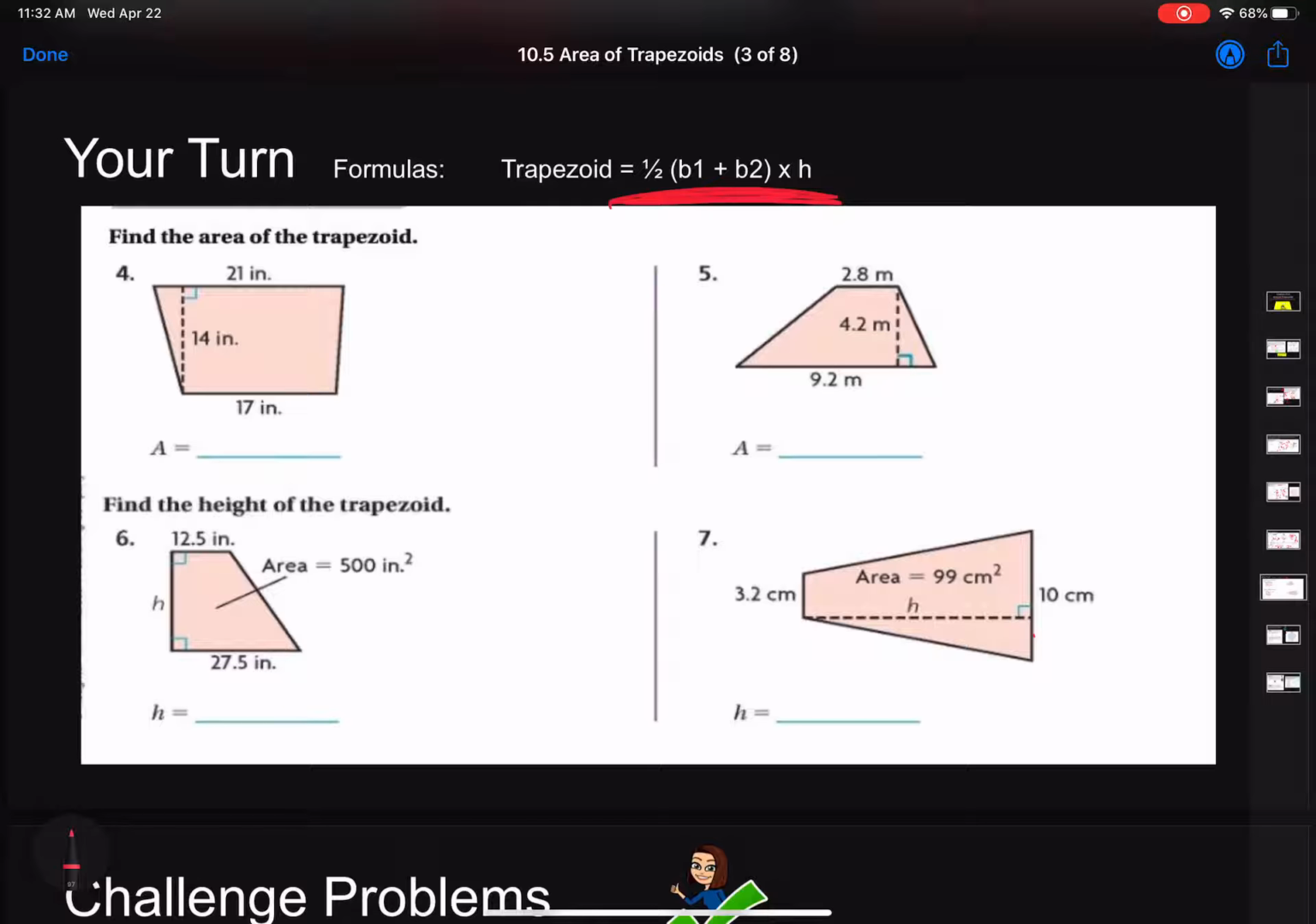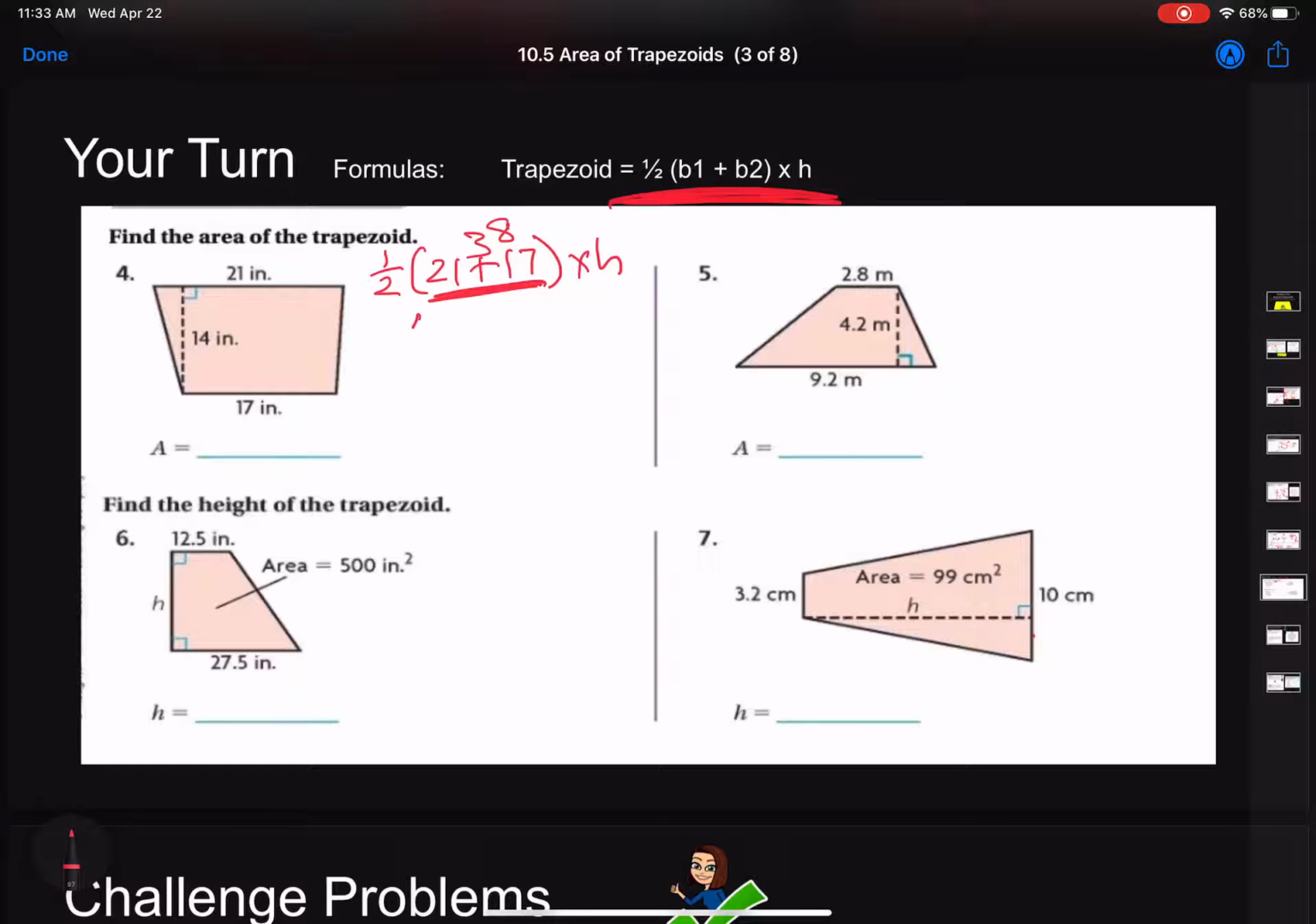The first thing you want to do always is just add up your bases. So I'm going to write this out. It's going to be 1/2 times, now I want you to add up your bases, so 21 plus 17, and then times your height. Right away, it doesn't matter if you do 17 plus 21 or 21 plus 17. It's going to still give you the same answer. So add up 21 and 17, and that should give you 38.